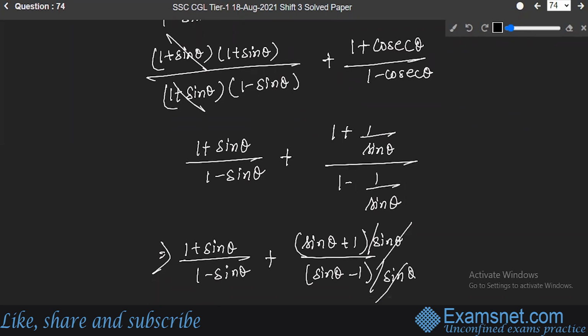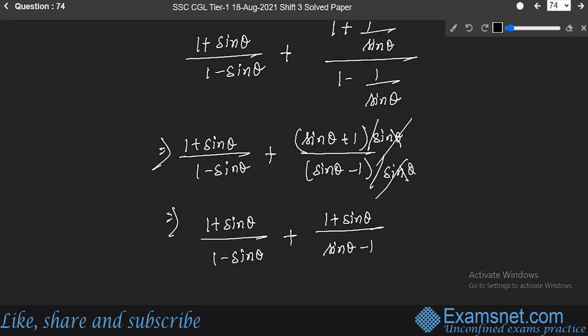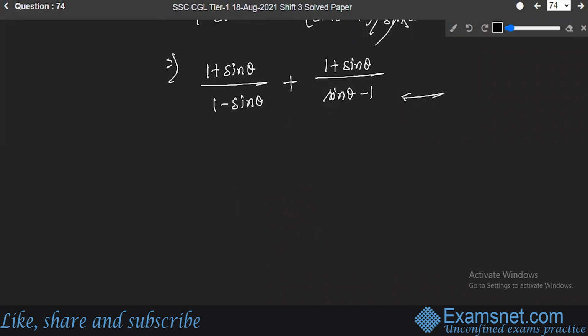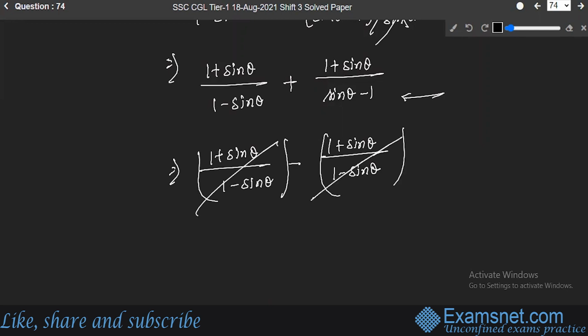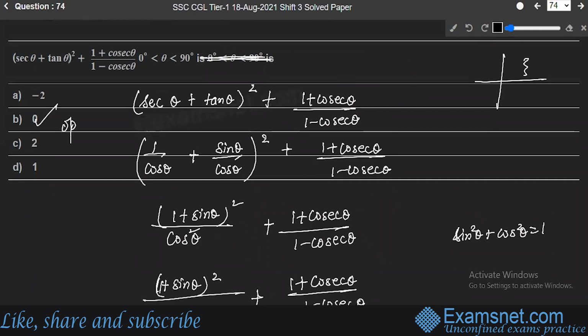The sine theta will cancel with each other, and you have (1 plus sine theta) upon (1 minus sine theta) plus (1 plus sine theta) upon (sine theta minus 1). To change the sign of this denominator, I will write it as (1 plus sine theta) upon (1 minus sine theta) minus (1 plus sine theta) upon (1 minus sine theta). They are the same, they will cancel each other and you will have 0 as your answer. So option B is the correct answer to the question.